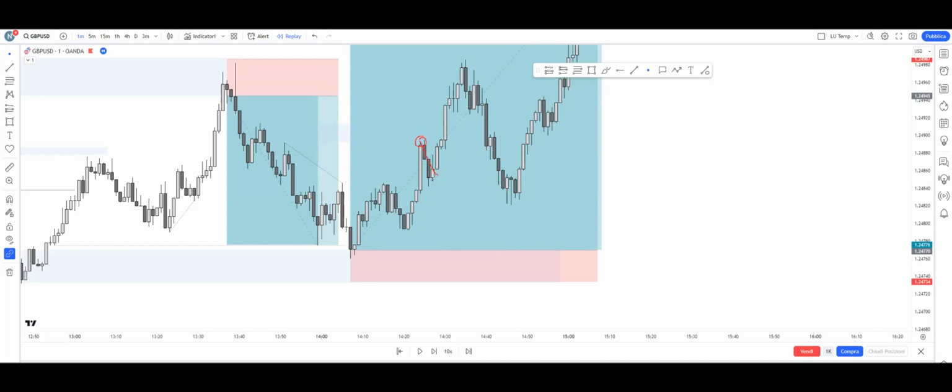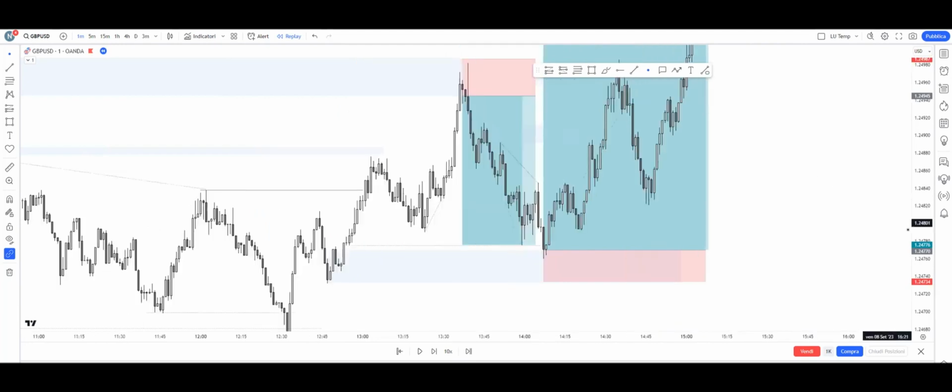So this reaction, I will never take a short from there. But for example, let's say I'm on the seconds time frame and I missed, for example, these two entries right here, I can start looking on seconds to catch this long, having an interesting area to get a reaction from.